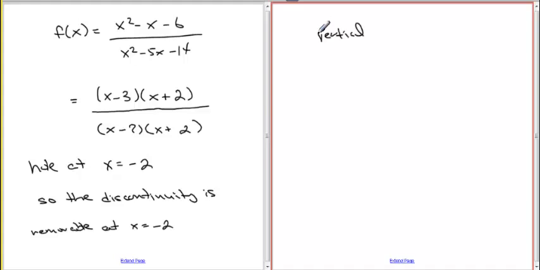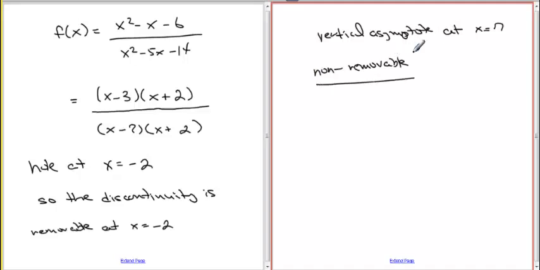We have a vertical asymptote at x equals 7. That's where the other part of the denominator goes. This is non-removable because there's nothing we can do to make a vertical asymptote continuous. And then I might ask you how you would rewrite this to remove the discontinuity.